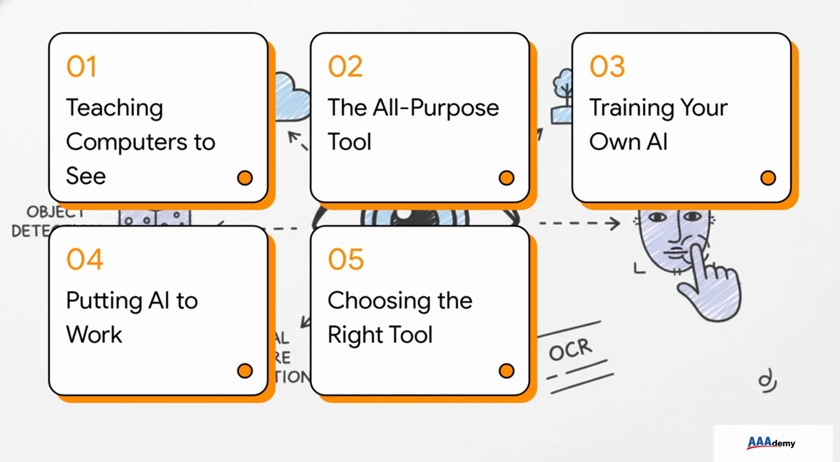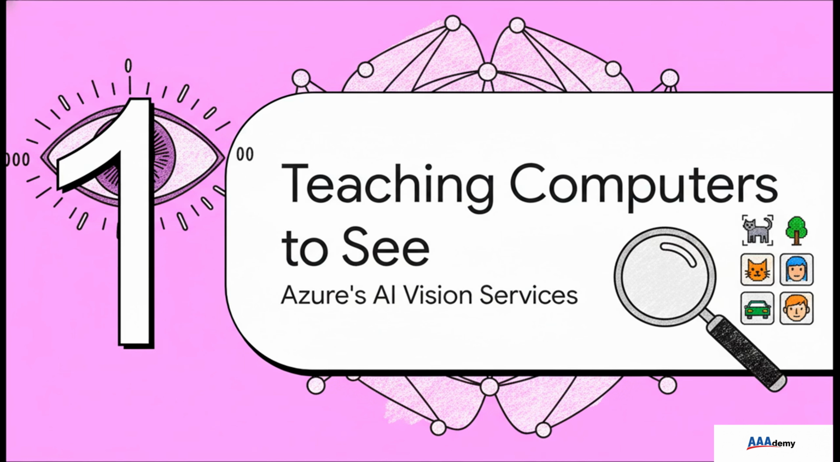We'll start with the basics of teaching computers to see, then we'll check out a super powerful tool that's ready to go. After that, we'll get into how you can train your own custom AI, figure out how to put it to work, and finally, we'll wrap it all up by helping you choose the perfect tool for the job. All right, let's dive right in. We're going to start by setting the stage, looking at the foundational tools Azure gives us to bring this power of sight to our apps.